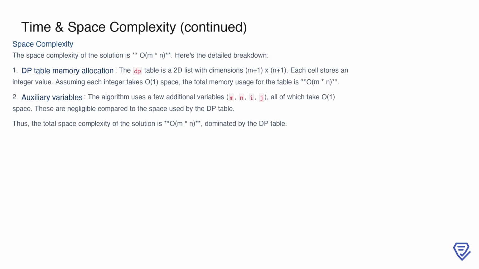The primary contributor to space usage is the DP table, which has dimensions m+1 by n+1. Each cell in this table stores an integer, and assuming each integer takes O(1) space, the memory required for the table is proportional to the number of cells, resulting in O(m*n) space. Additionally, the algorithm uses a few auxiliary variables such as m, n, i, and j. Since these variables require constant space, their contribution is negligible compared to the DP table. Therefore, the total space complexity is determined by the DP table, making it O(m*n).